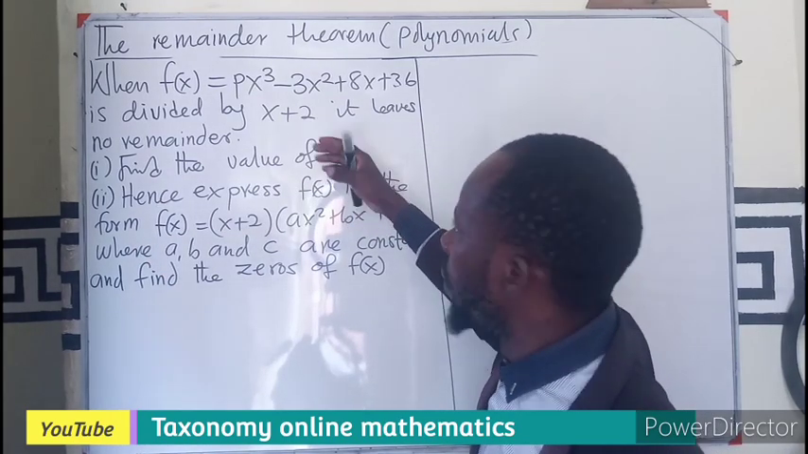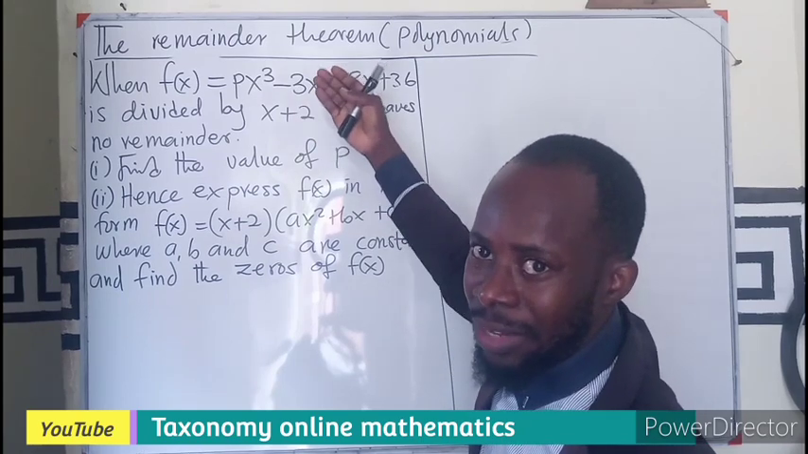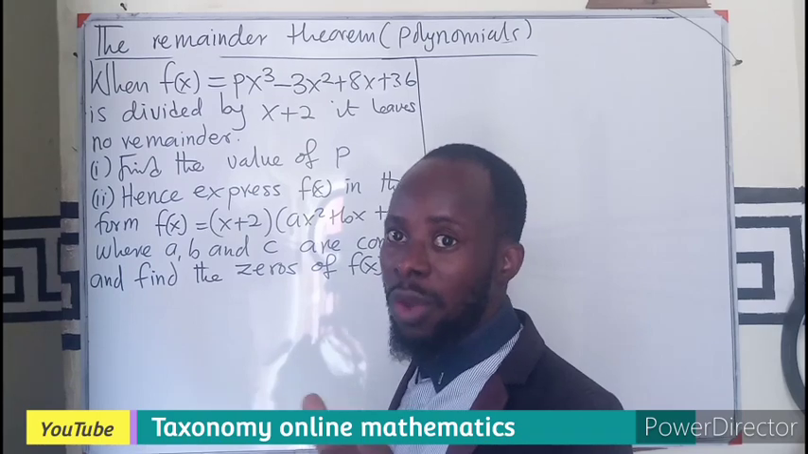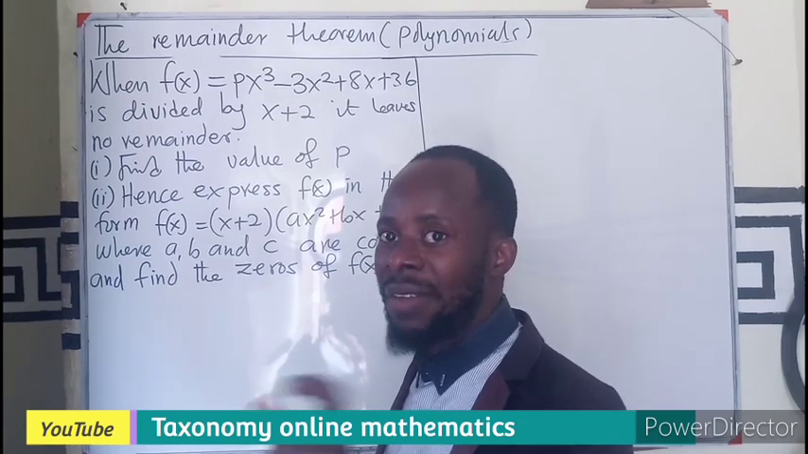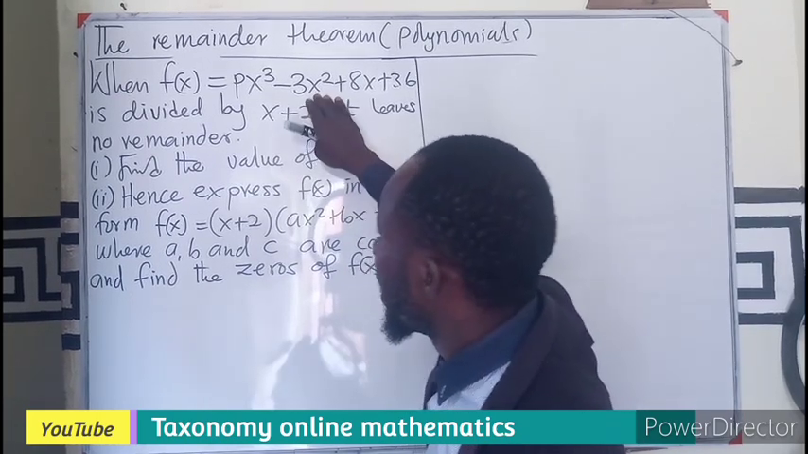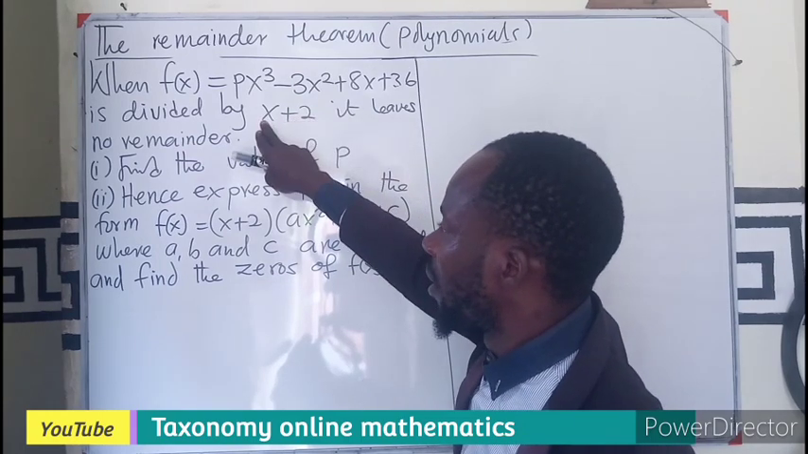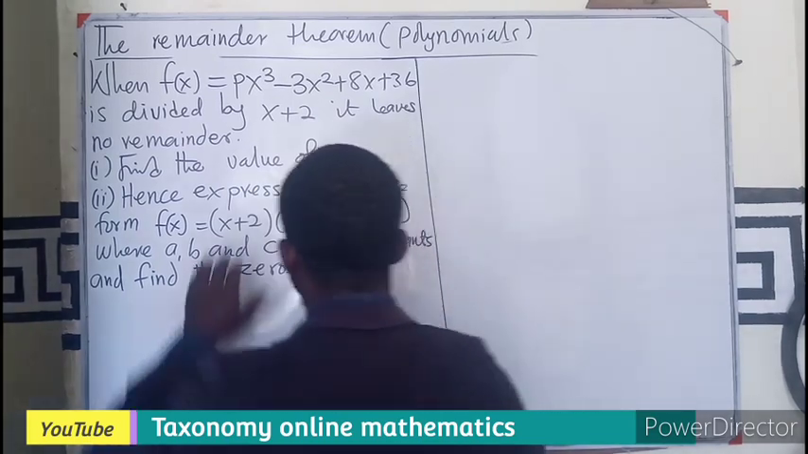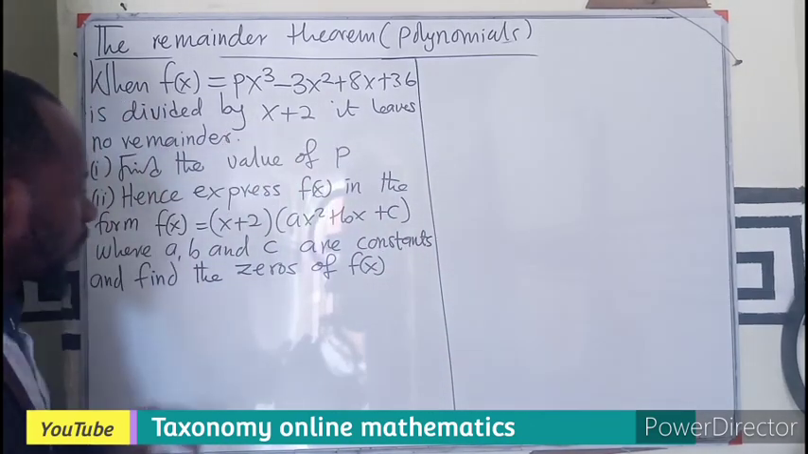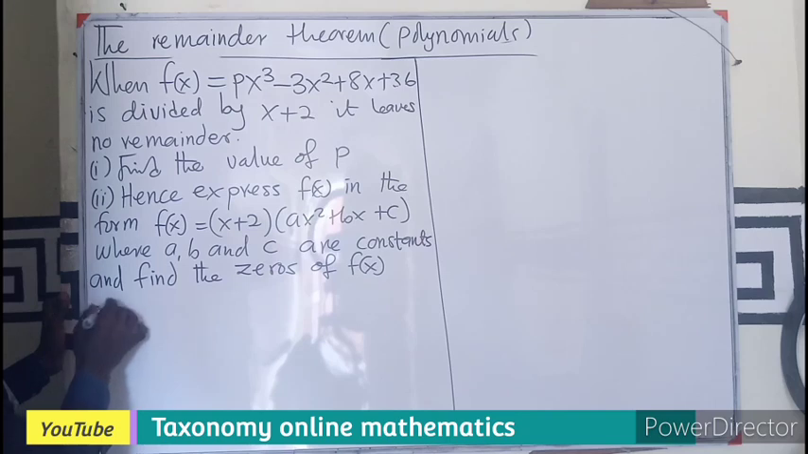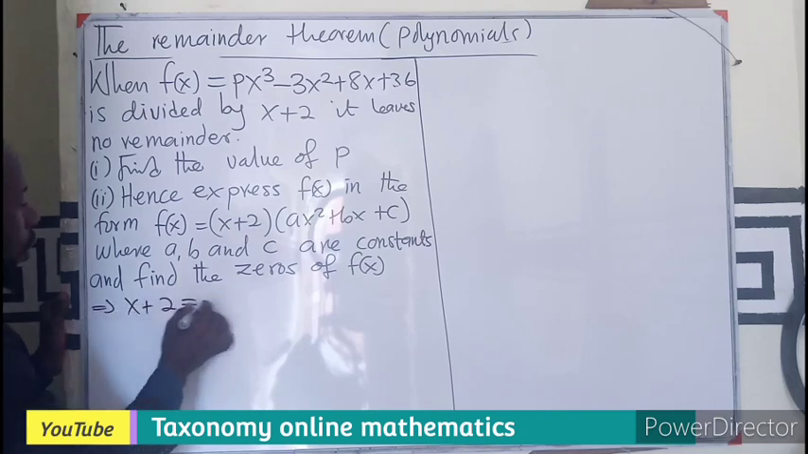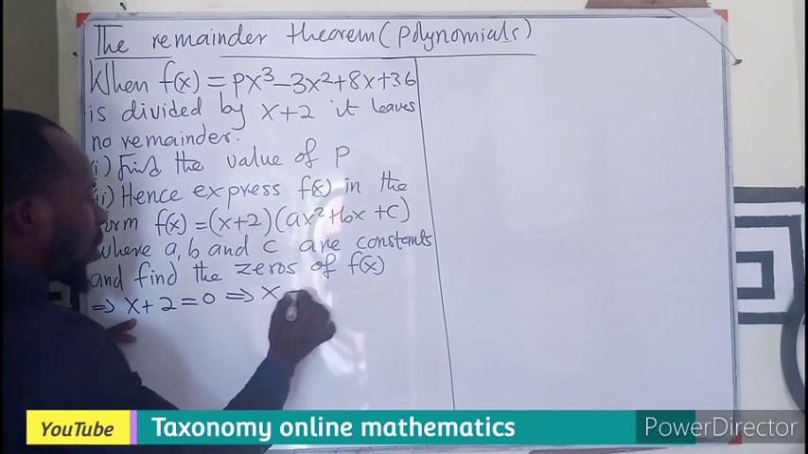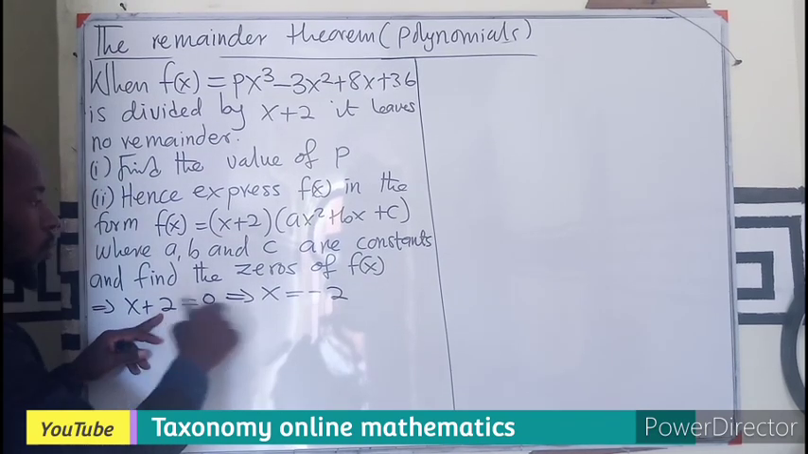So we use the concept of the remainder theorem, which is: first set your linear divisor equal to 0. That is, find the zero of the linear divisor. In this question, our linear divisor is x plus 2. So we are going to set this equal to 0. This implies that x plus 2 equals 0, which further implies that x is going to be equal to negative 2.